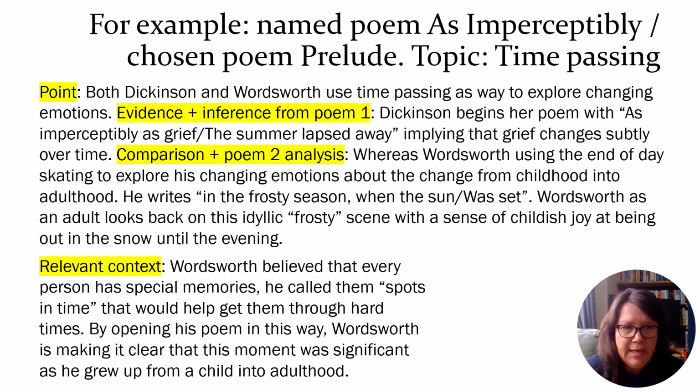And then I've got my relevant context, which is linking to his intention. Wordsworth believed that every person has special moments, he called them spots in time, special memories that would help them get through hard times. By opening his poem this way, Wordsworth is making it clear that this moment was significant as he grew from a child into adulthood. And as you go into your next paragraph, you're going to go through the poem in order, each time picking up one or two quotes where you are comparing it to what Dickinson does with time in her poem. So you're writing more about your second poem.